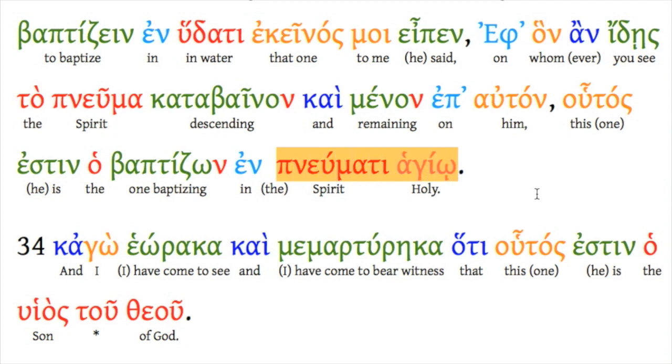Just to point out that we don't always have the article with attributive adjectives, here's another one: this one will be baptizing in pneumati hagio. So holy here is our adjective modifying the spirit. Notice that they match in case, number, and gender, but not declension. Hagio, remember, is a 2-1-2, but pneumati, we're looking at a third declension noun.